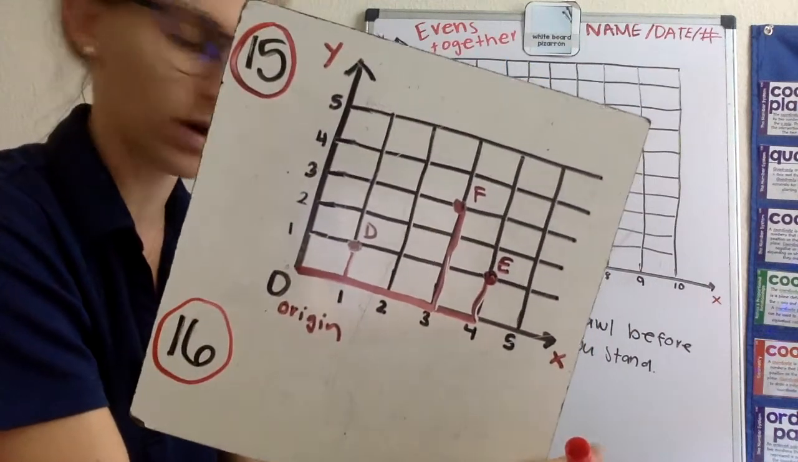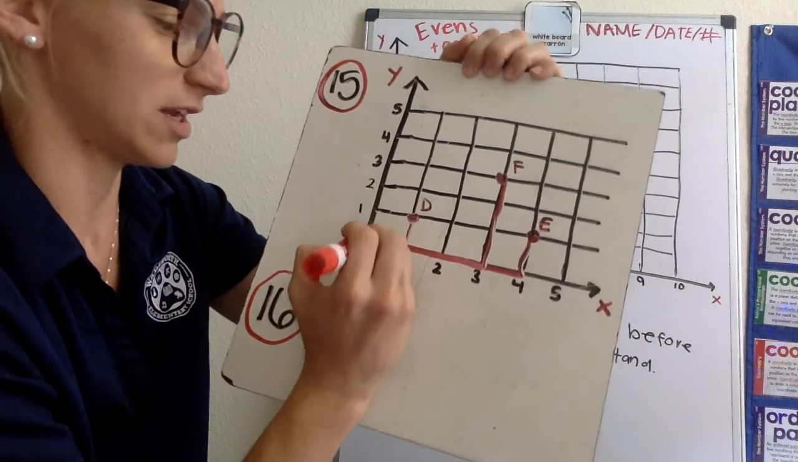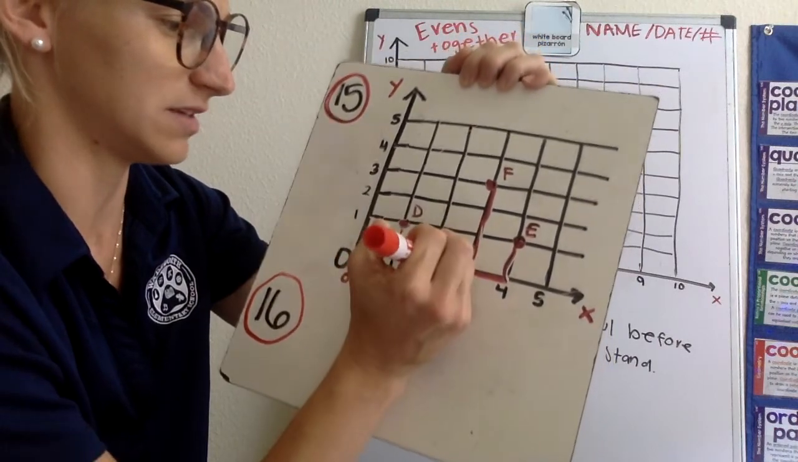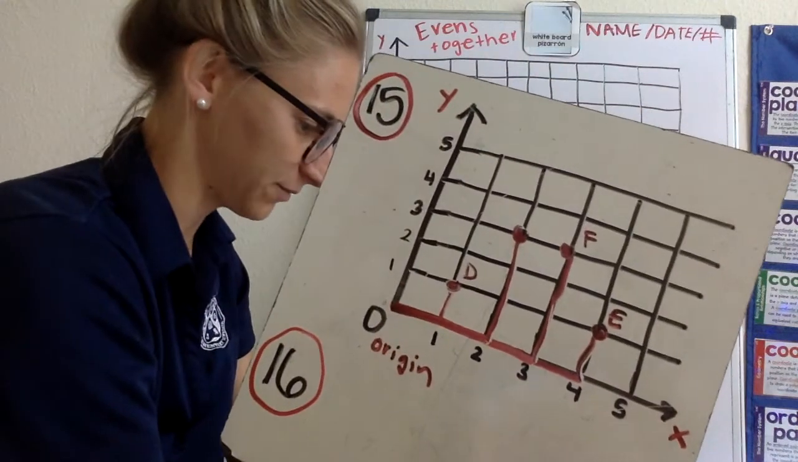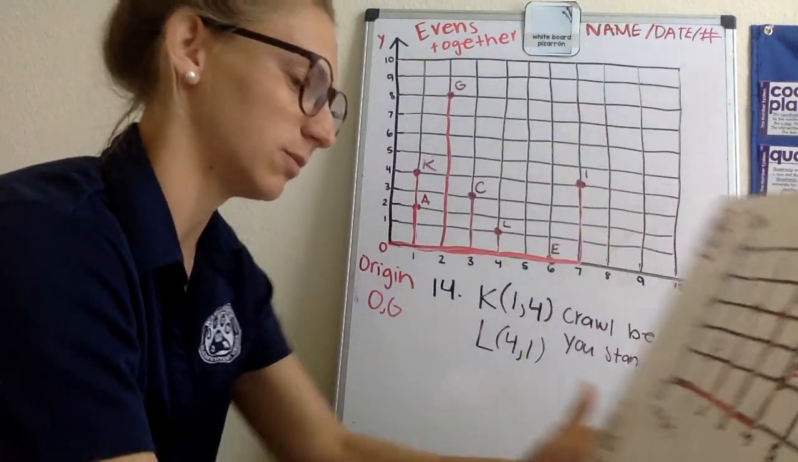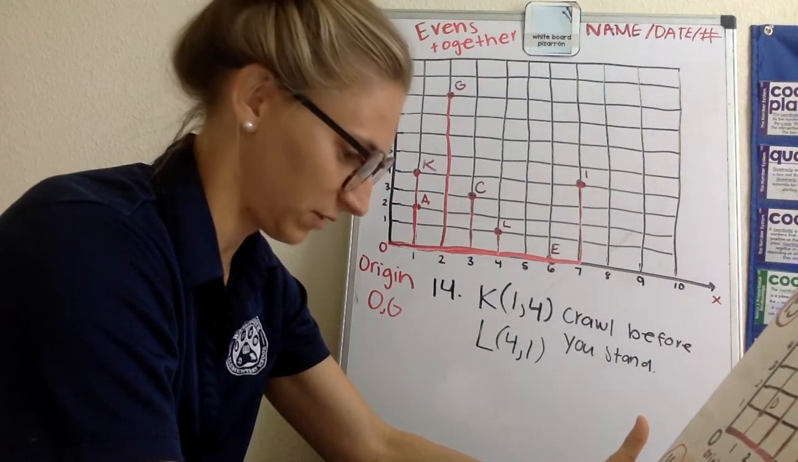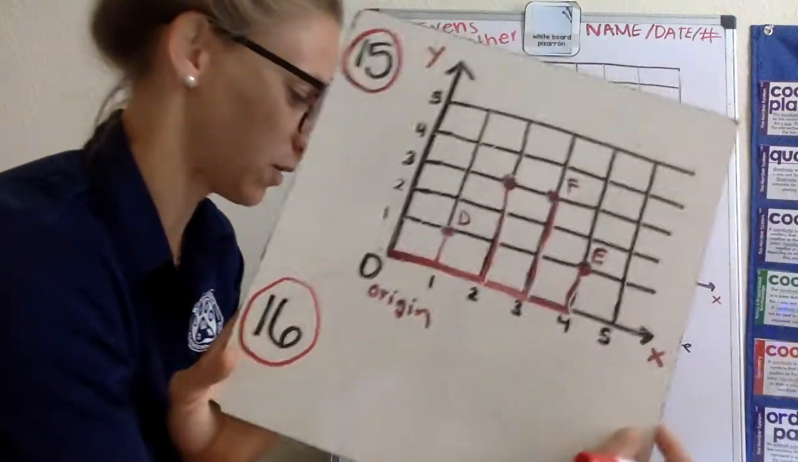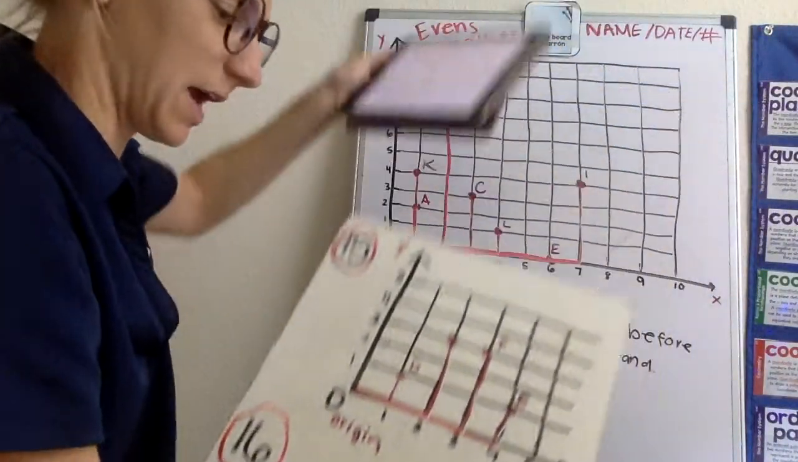And our last one is G. G is 2, 3. So I'm starting here. I'm going to crawl 2, 1, 2. I'm going to stand 3, 1, 2, 3. Alrighty. Graph the points on the grid to the right, we did that. 1, 1, 4, 1, 3, 3, 2, 3. Excellent. Now, number 16 says, I'm going to switch back to the iPad and come back to here.